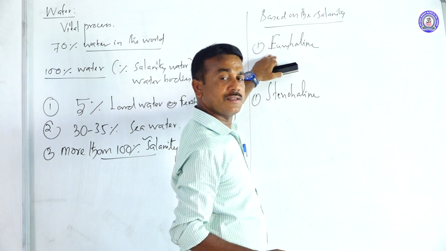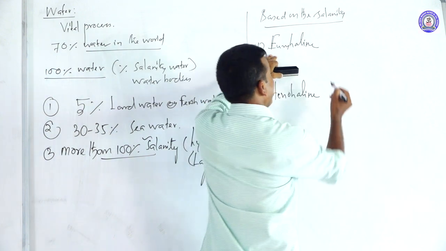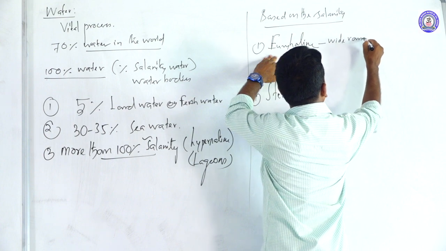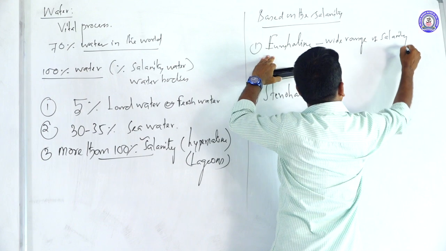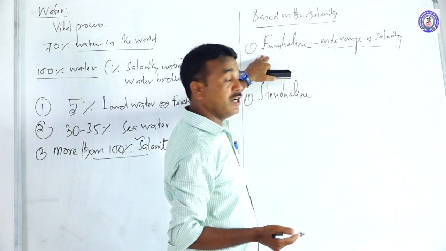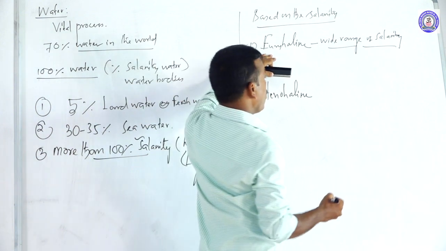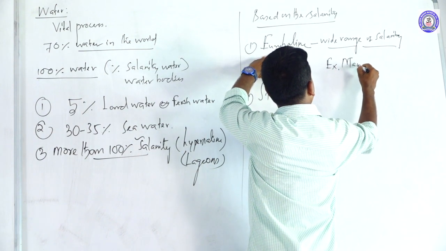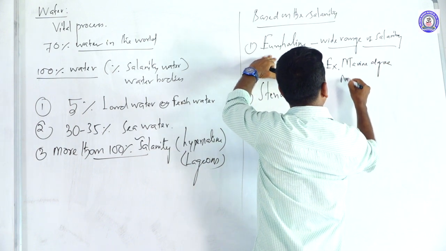What do you mean by euryhaline? That means the plants are adapted to a wide range of salinity. So the plants which are adapted to a wide range of salinity are considered euryhaline. Examples of euryhaline are marine algae and marine angiosperms.